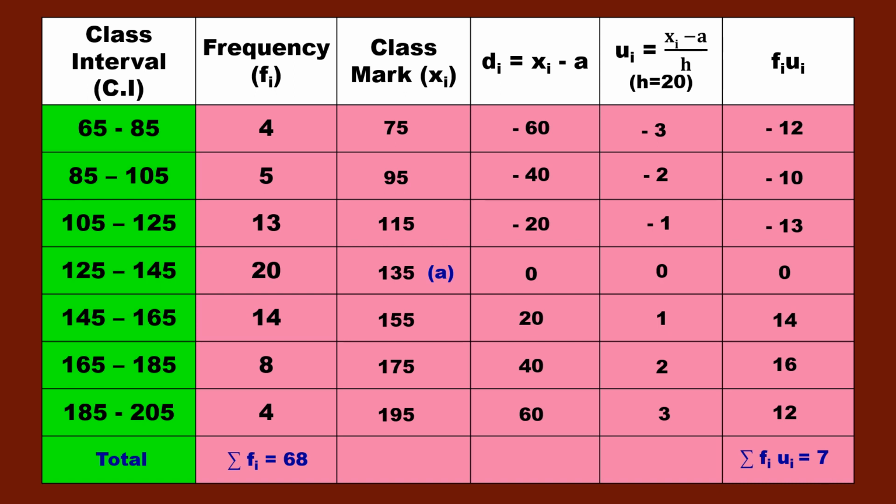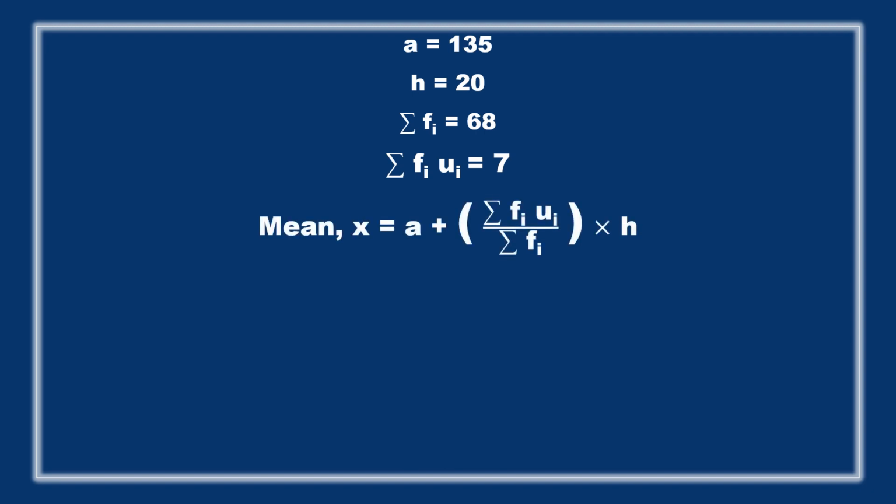Now we'll substitute these values in our step deviation formula. Let us take the values: a equals 135, h equals 20, sigma fi is 68, sigma fi ui is 7, and this is your mean formula by the step deviation method. Mean x bar equals a plus sigma fi ui by sigma fi into h. Now put all these values: a is 135 plus sigma fi ui is 7 by sigma fi is 68 into h is 20. Now you can cancel in this way.